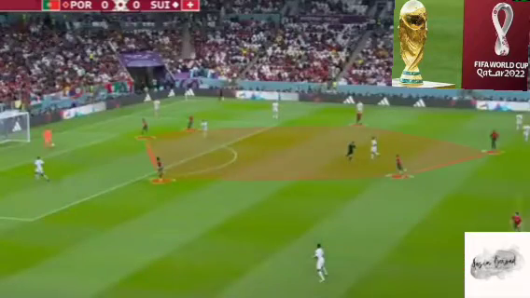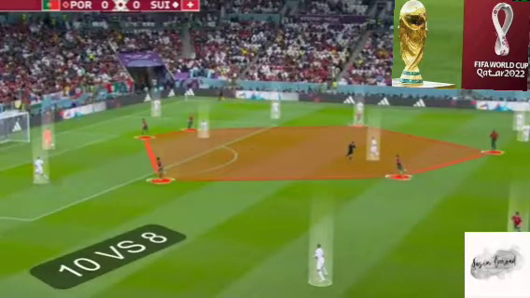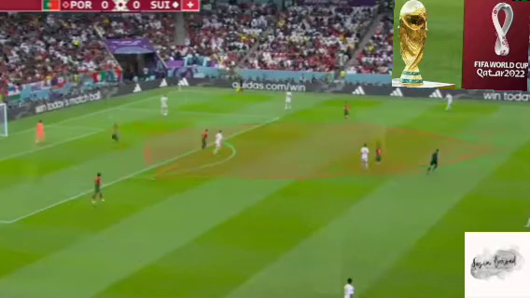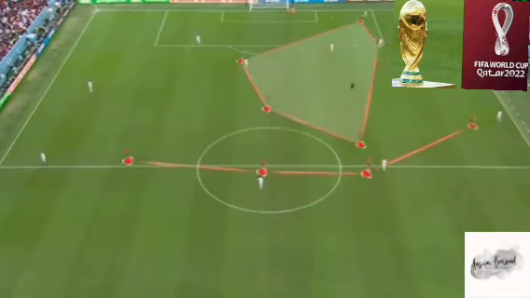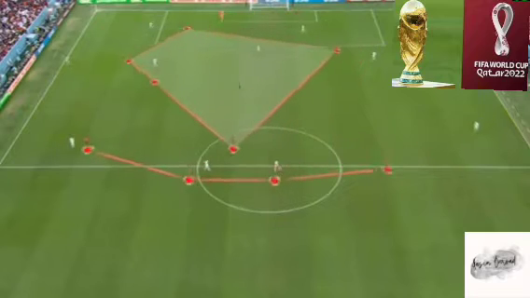Nevertheless, when they were in the opponent's half, they had numerical inferiority. Yet they pressed aggressively because the offensive midfielders helped the striker. Also, the fullbacks supported the defensive midfielders.